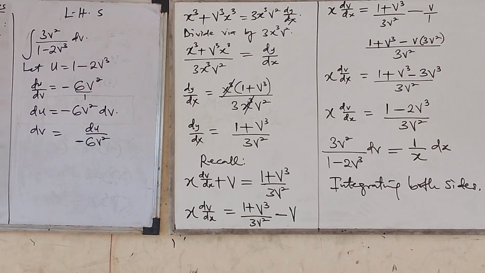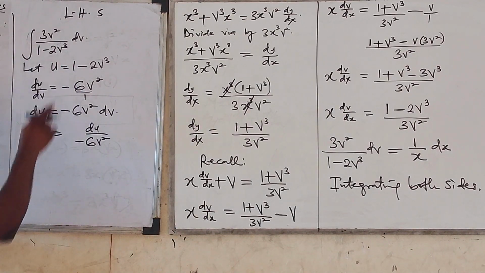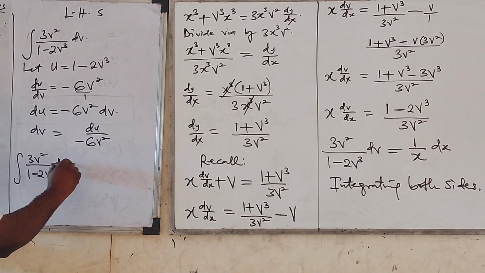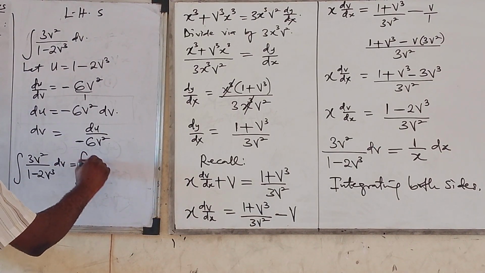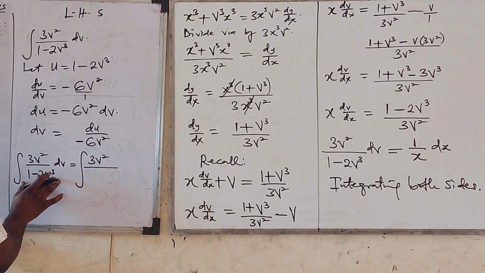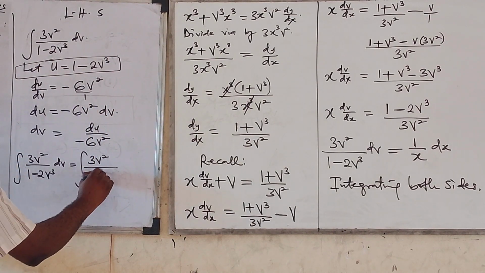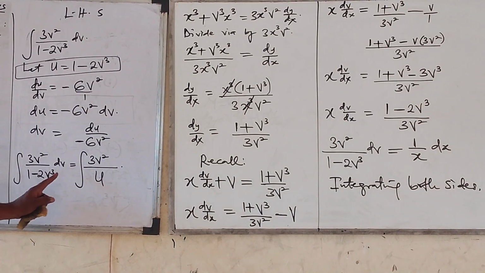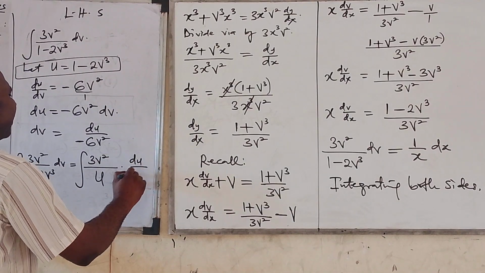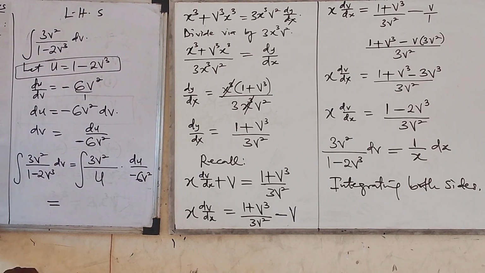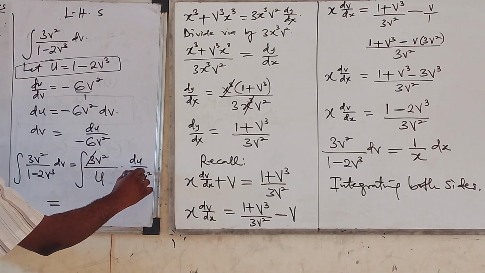It's the same thing. So it therefore means that at this point, the whole of this integral, 3v squared all over 1 minus 2v raised to the power of 3 dv, will be equal to the integral of 3v squared all over, we say let it be u. So it means here we have all over u times dv, which is du all over minus 6v squared. So it therefore means that the whole of this now will be equal to, here, 3 here is 1, 3 into 6 is 2.